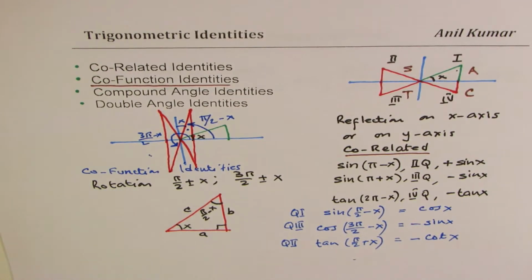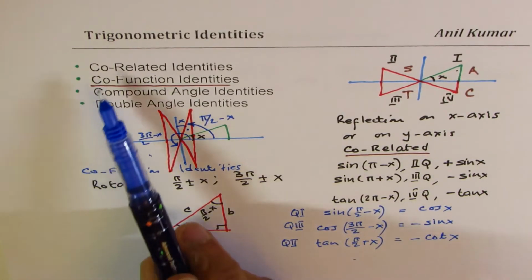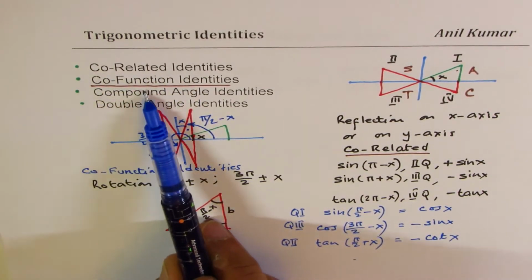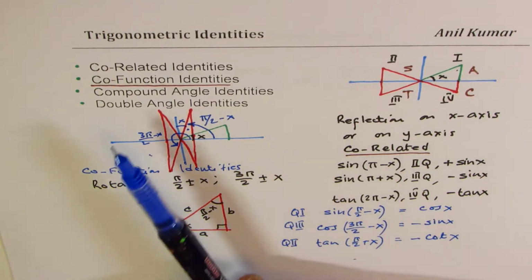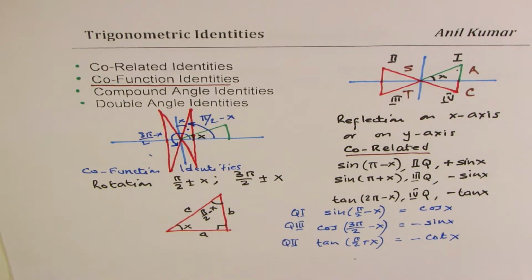Here is part 2 on trigonometric identities. We have already discussed correlated identities and co-function identities with the help of examples in part 1. Now we'll talk about compound angle identities in part 2.